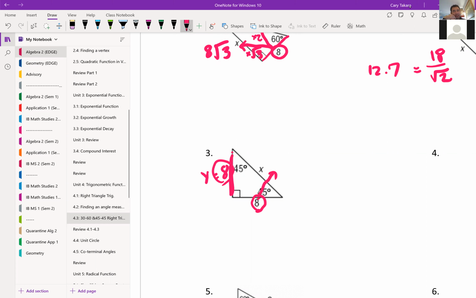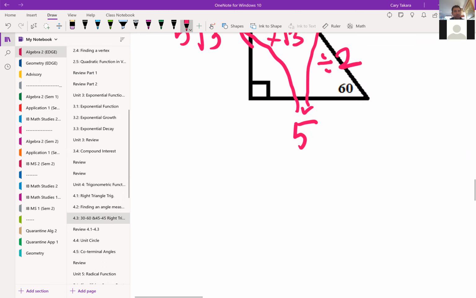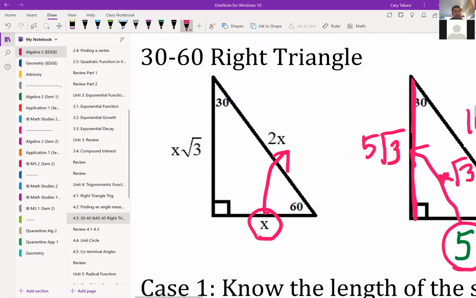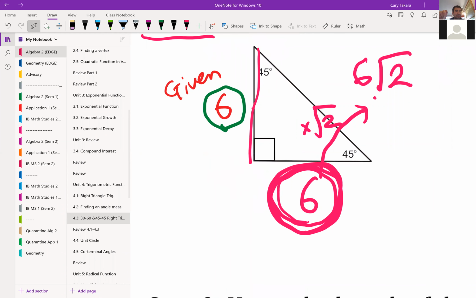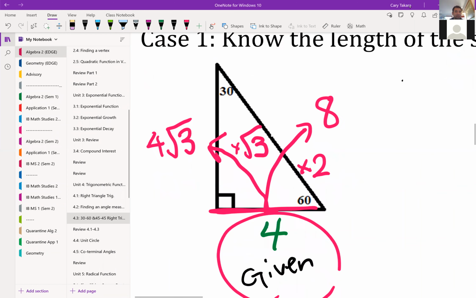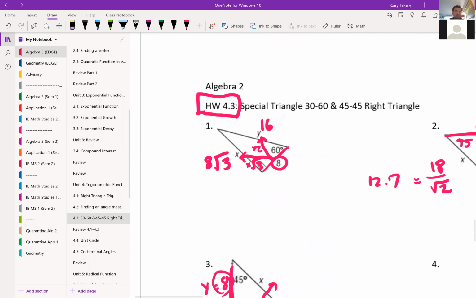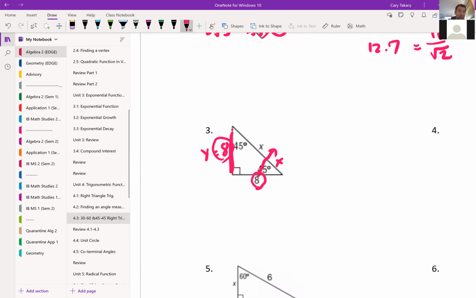Anybody thinking double? Is it a double-half relationship for 45, 45? Look into your notes. For 45, 45, it's not double, but you multiply by square root of 2. So you've got to multiply by square root of 2. So the answer is 8 square root of 2.